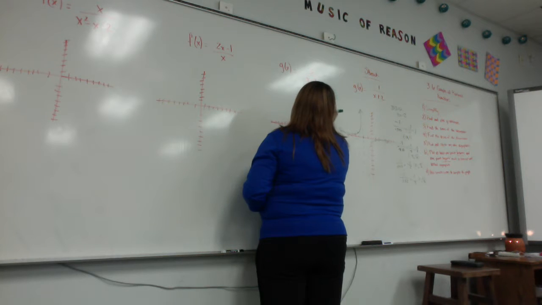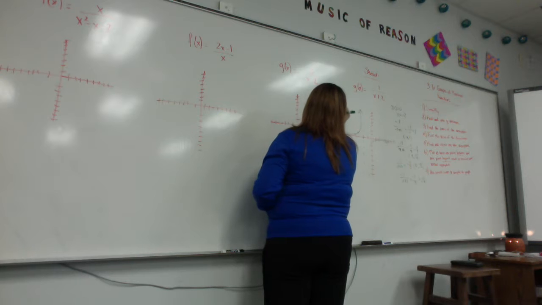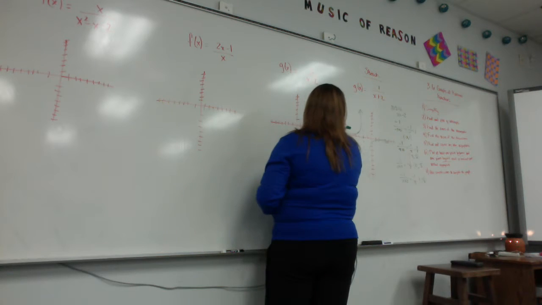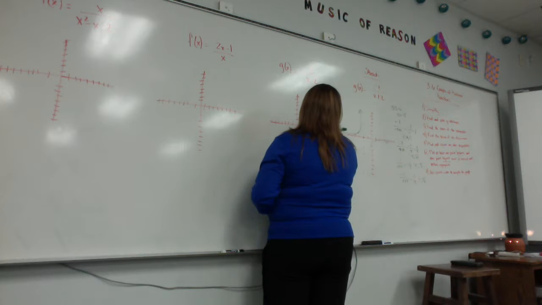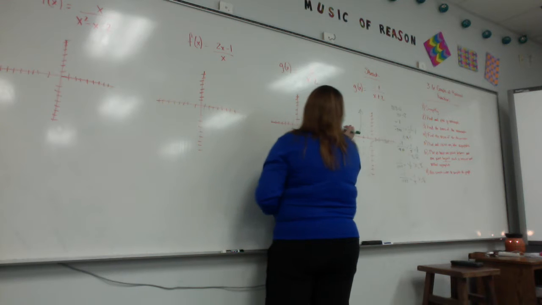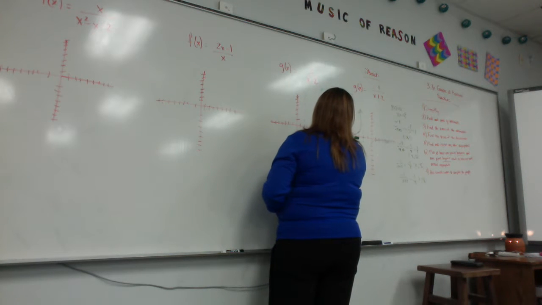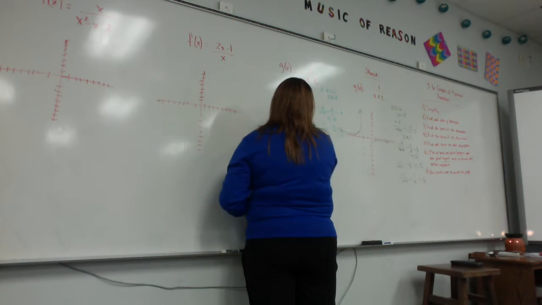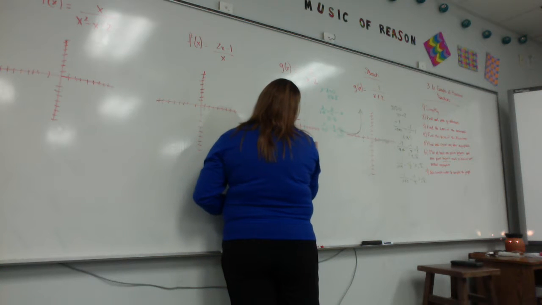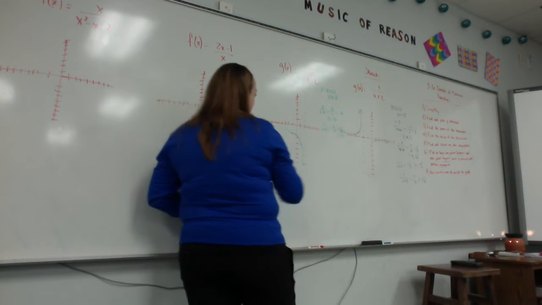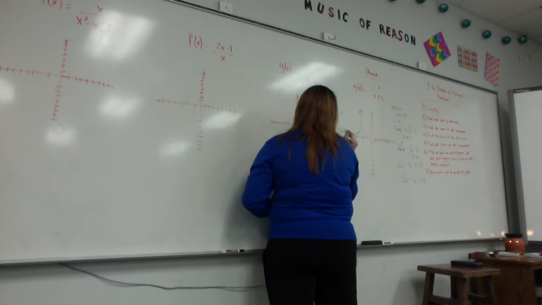If I plug in 1, I get 1 minus 2, which gives me 3 over negative 1, so I get negative 3. So 1 gives me negative 3. Here's 1, here's negative 3. If I plug in negative 1, I get 3 over negative 3, which gives me negative 1. Nope, that's 0. Okay, so this one's going to curve like this. And it's going to come probably up towards here and curve. Okay. And then I'm going to plug in 3, and I'm going to plug in probably 5 or 6.